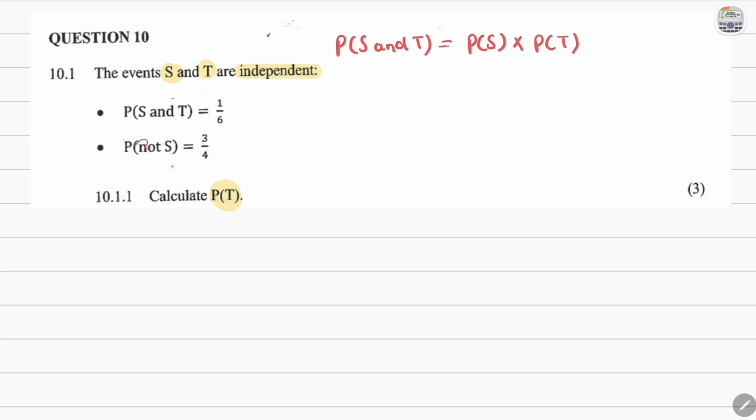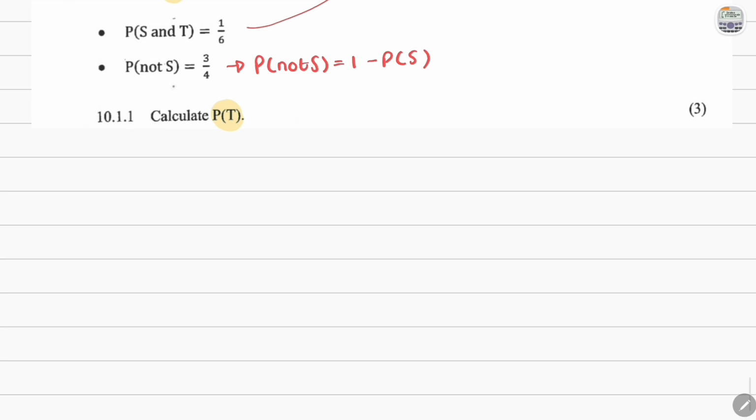And that's clearly where this comes in. So this information they gave, it's useful for this, the fact that they are independent. And then the probability of not S, this is what this means. This is the complement of S, meaning we're saying the probability of not S is equal to 1 minus the probability of S. Okay, we're just saying everything other than S. That is the probability of not S.